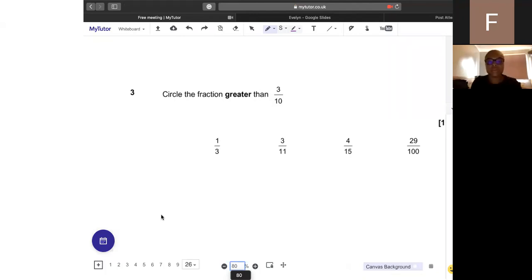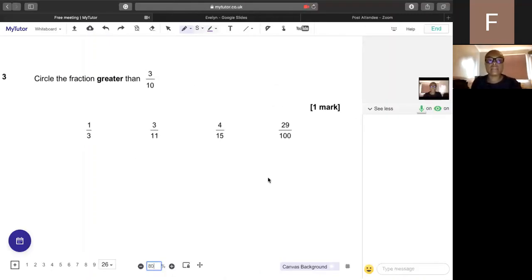All right, that's good. So the next one is circle the fraction greater than 3 over 10. So we have a third, 3/11ths, 4/15ths, 29 over 100. What I would say is, instead of writing down all of these fractions with exactly the same denominator, including 3/10, that's going to take a while because it's going to be a very big number, because you have to find a common multiple between 11 and 15. So it is going to be a big number.